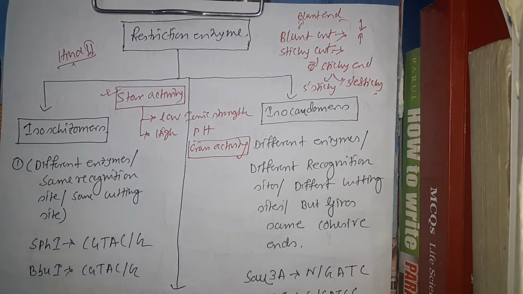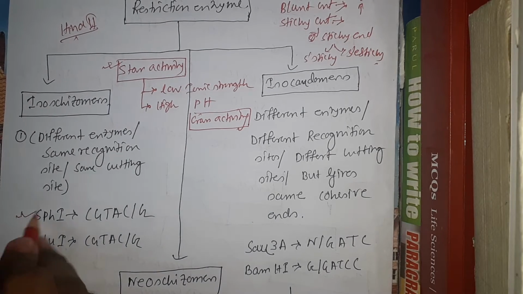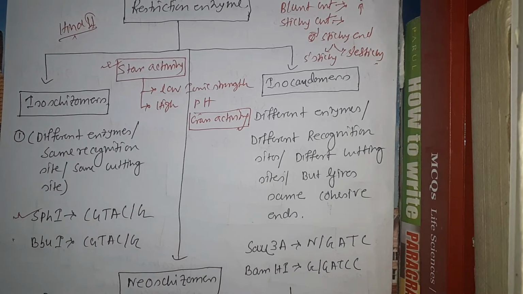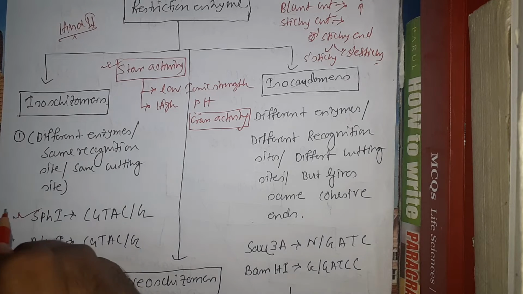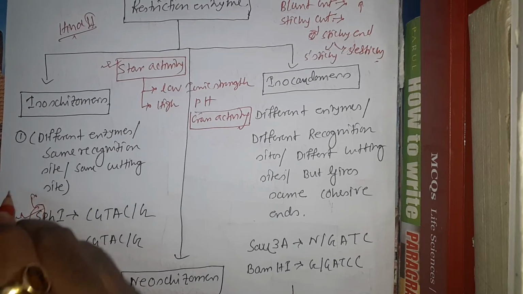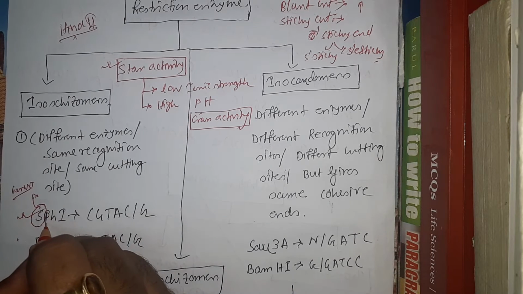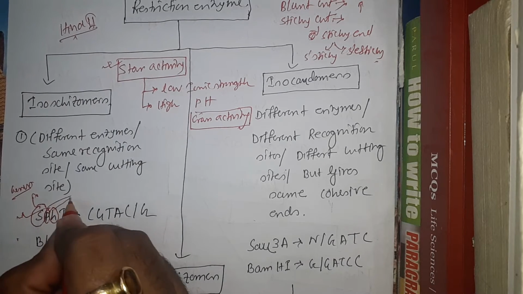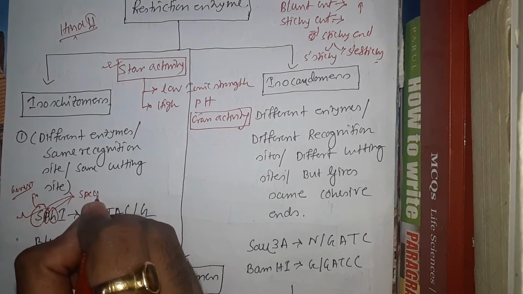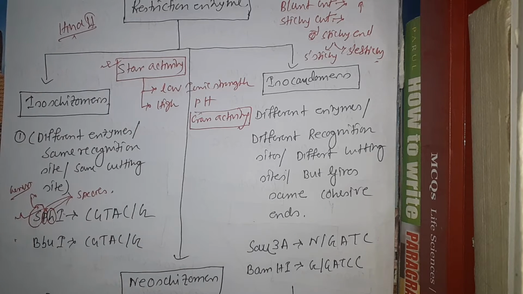So let's talk about what isoschizomers are. Let's learn this with the help of an example. Suppose SphI is a restriction endonuclease, and let's revise our nomenclature scheme with the help of this. The first word simply tells us about the genus from which this enzyme has been isolated. The next two letters simply tell us about the species from which it is isolated, and the Roman numeral simply tells us about the order of the enzyme that has been isolated from that particular bacterium.